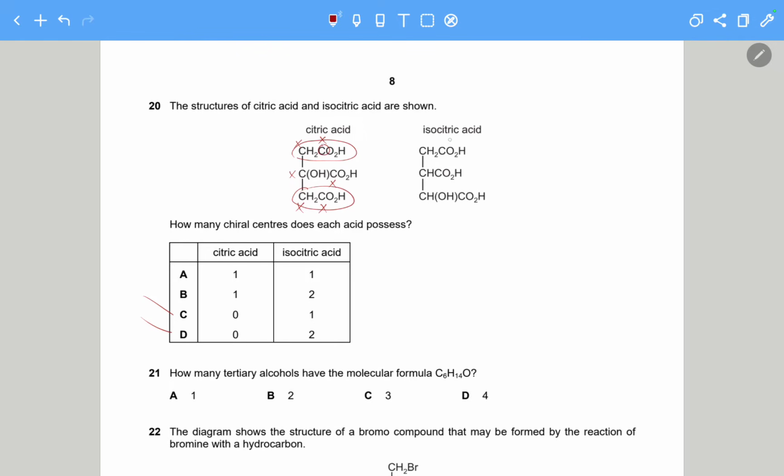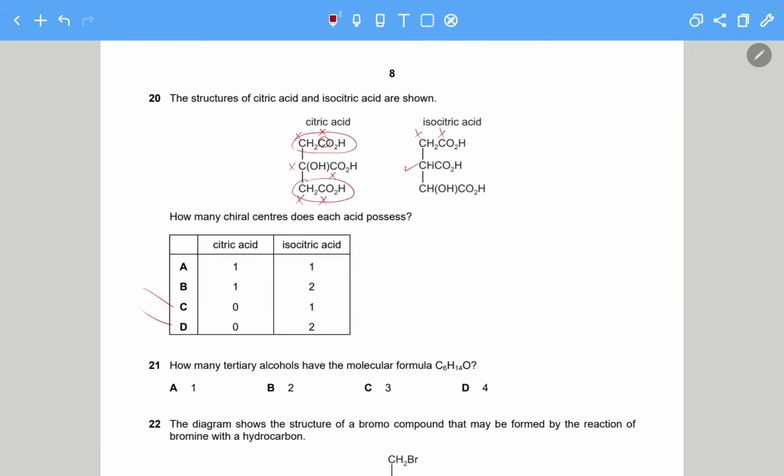Again, starting from the top row, from the right. Carboxylic acid carbon, not a chiral center. CH2 carbon, not a chiral center. This carbon is a chiral center because it is attached to one H, one CO2H, one CHOH CO2H, and one CH2CO2H, all different groups. So this is a chiral center. However, the carboxylic acid is not a chiral center. The bottom row carbon is also a chiral center because it is attached to 4 different groups, as you can see. And then the carboxylic acid carbon, not a chiral center. So you have 2 chiral centers in isocitric acid, and therefore the correct option is D.